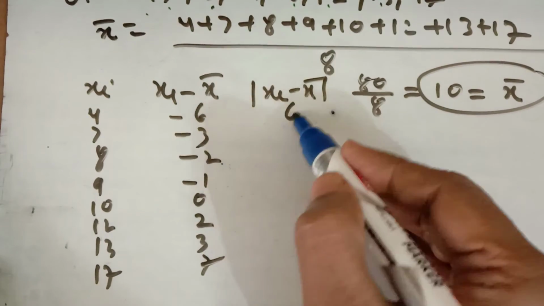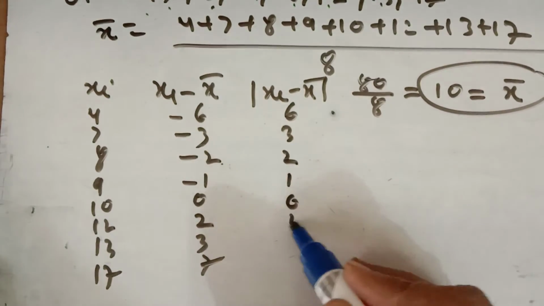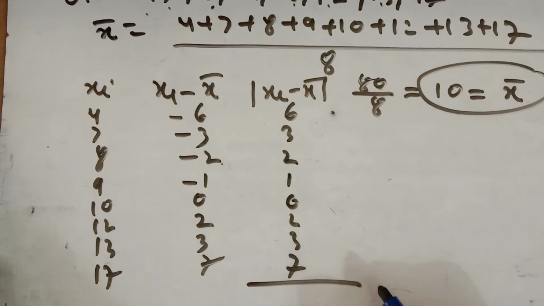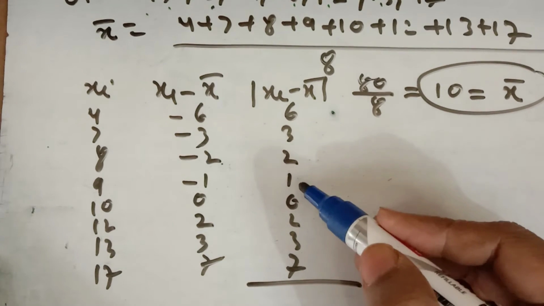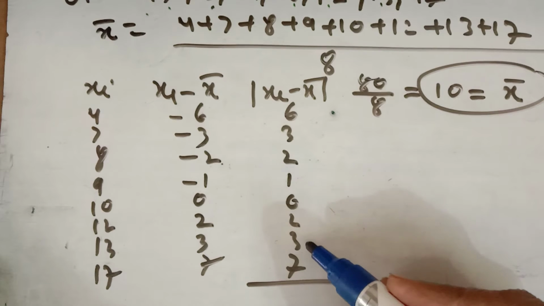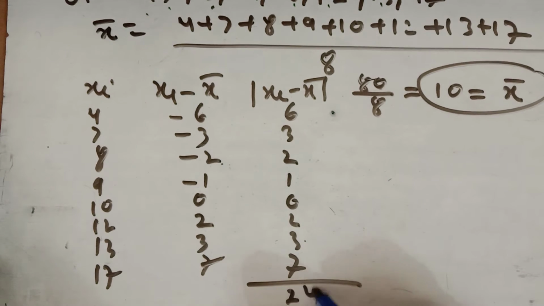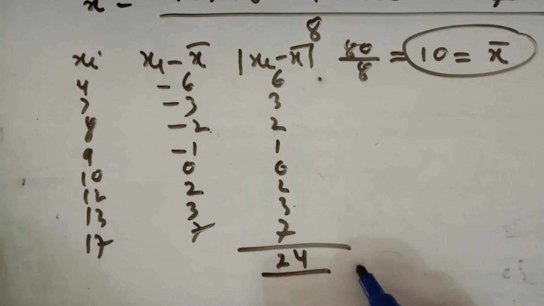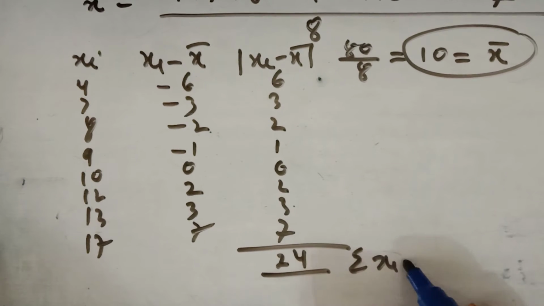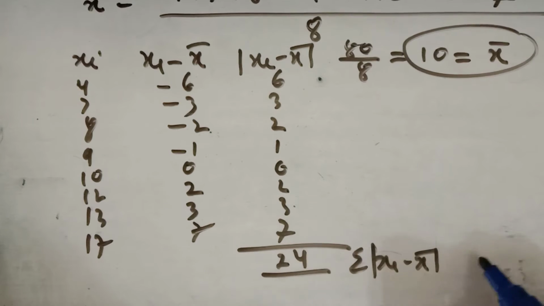Then you have to find the mod of it. इसका आपका mod find करना है. 6, 3, 2, 1, 0, 2, 3, 7. और इसका sum find करिए. 9, 11, 12, 14, 17 and 24. So this is the sum, that is summation of |xi minus mean| का summation है.